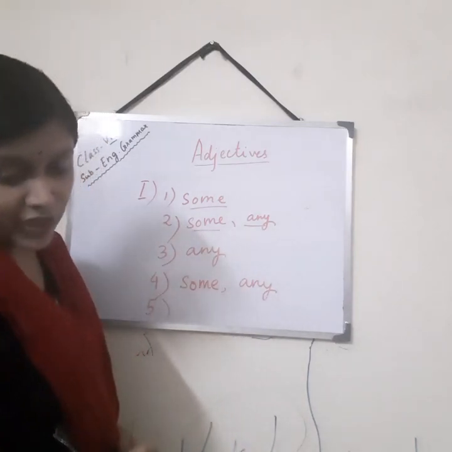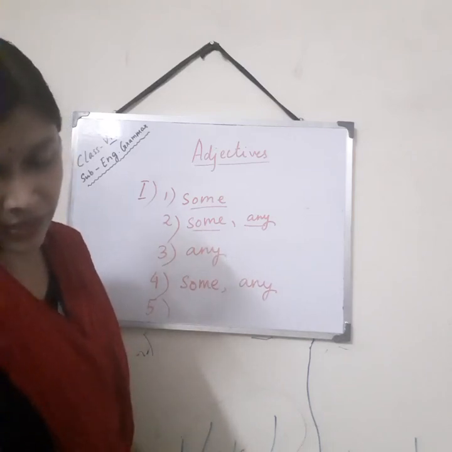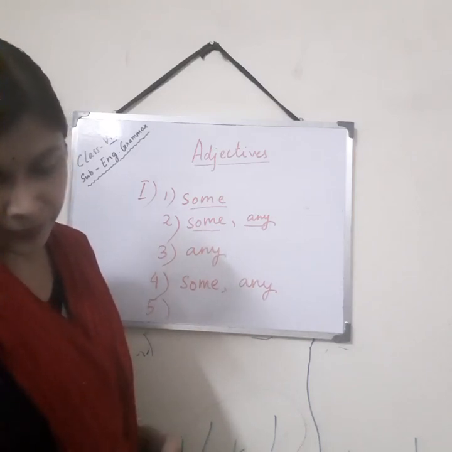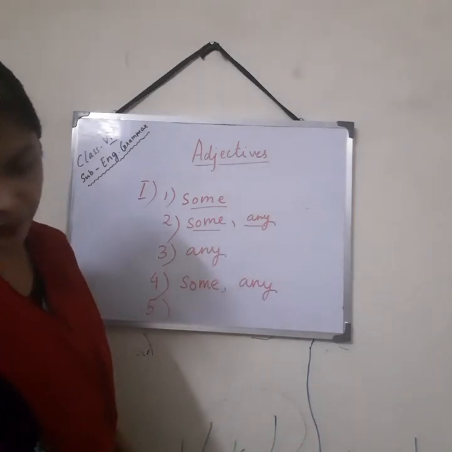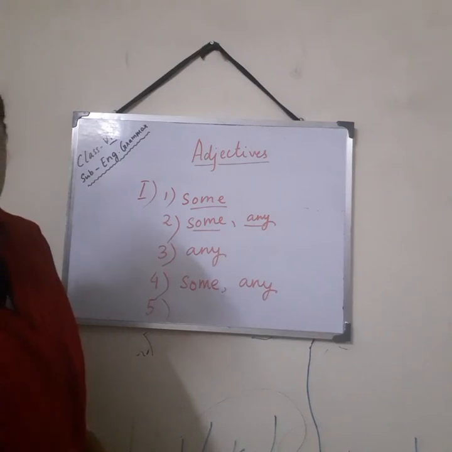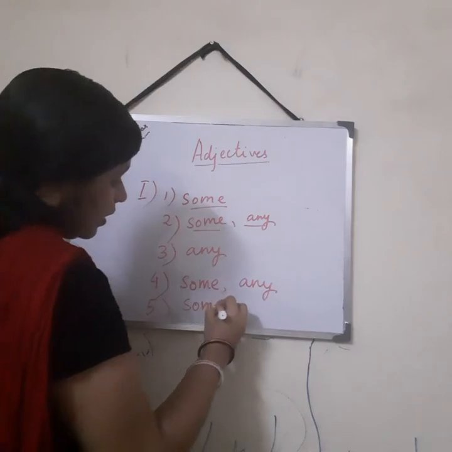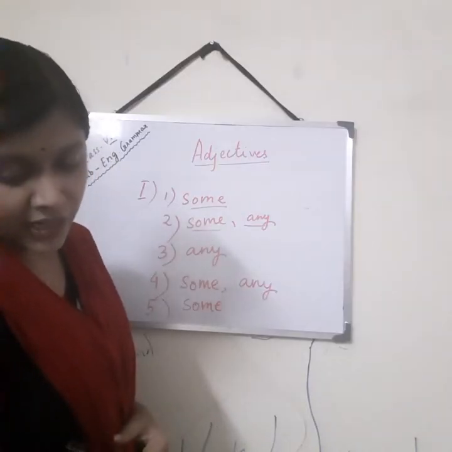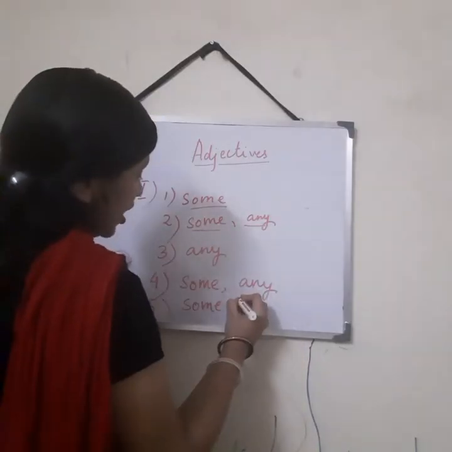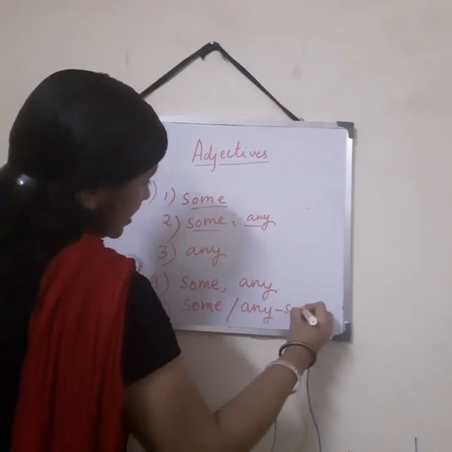Since it is a question sentence, any is also used for any kind of question sentence. Do you have some change or any change? Okay, number 5. The first part will be she needs some money. Do you have dash change? Now see, it depends on the usage. You can write either any or some.